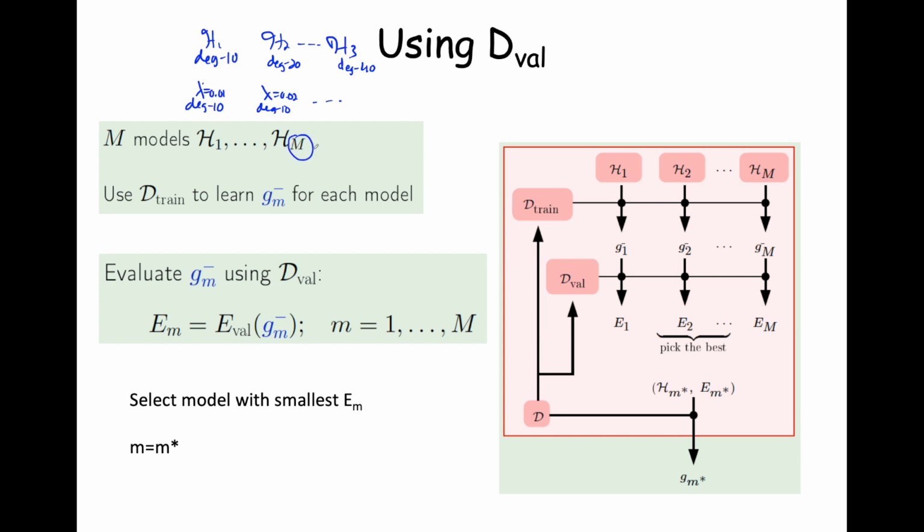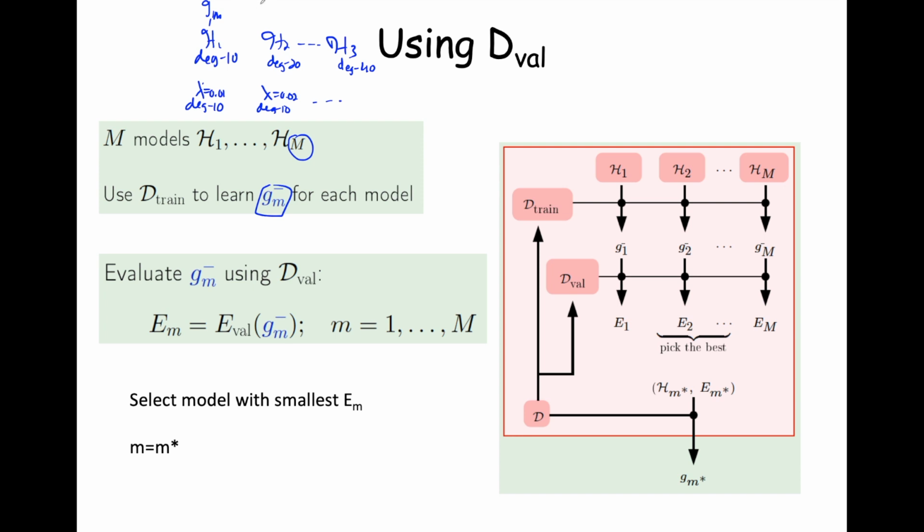Now, of course, from this, we're going to use Dtrain, which is the training set that results from carving out a validation set from your in-sample points, your data set. We're going to use Dtrain to learn our limited final best hypothesis, gm minus, for each one of these models. And so we're going to have a g1 minus.